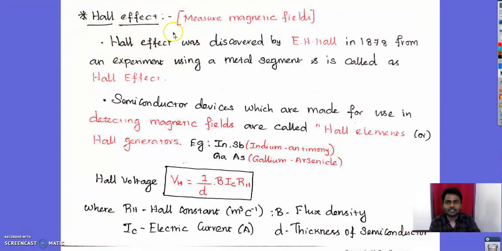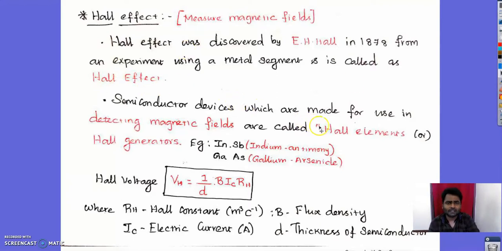Hall effect transducer is used to measure magnetic fields. The Hall effect was discovered by E.H. Hall in 1878 from an experiment using a metal segment, and it is named after the inventor Hall. So it is termed as Hall effect.